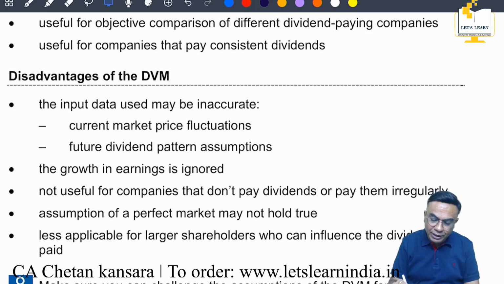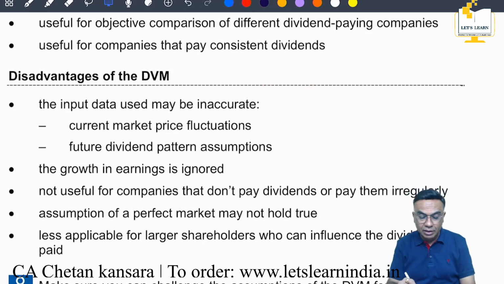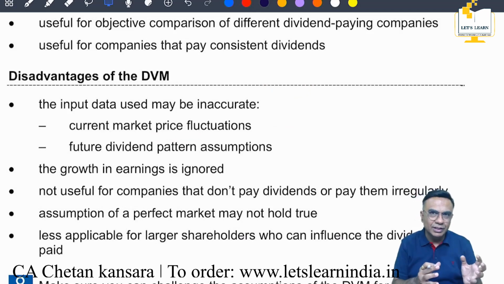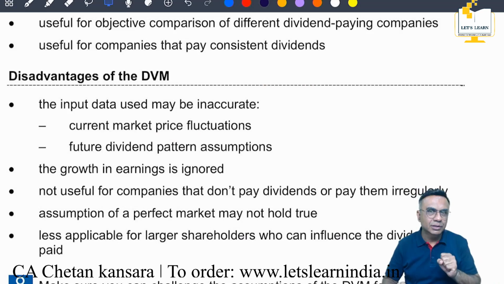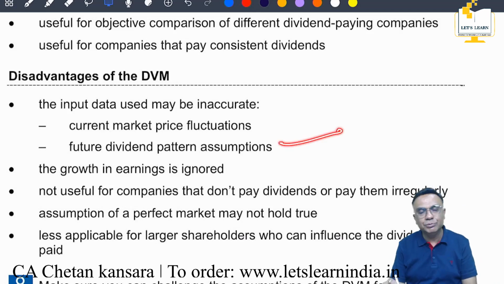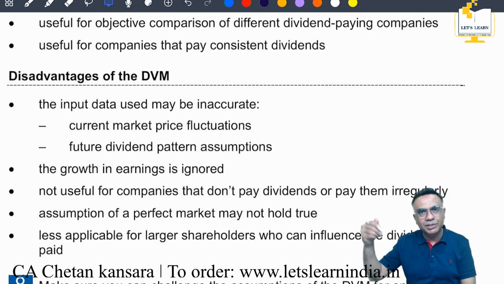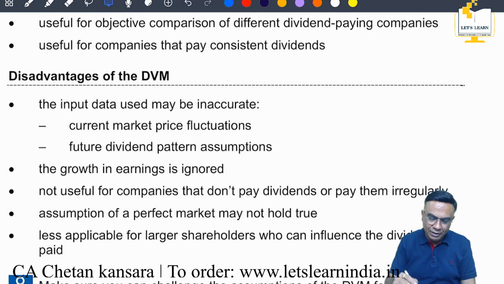Disadvantage is the input data may be inaccurate. Current market price fluctuation: if the shares are very fluctuating, the prices going up and down very rapidly, the formula doesn't work. It won't give an accurate answer. Future dividend pattern assumptions: we have to assume there will be a growth rate of 10%, 10%, 10% perpetual growth. This may not be possible every time, right? Not useful for companies that don't pay dividend.